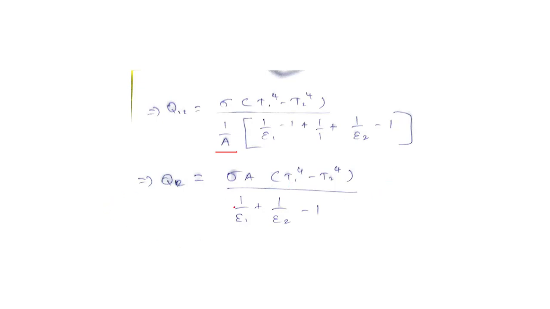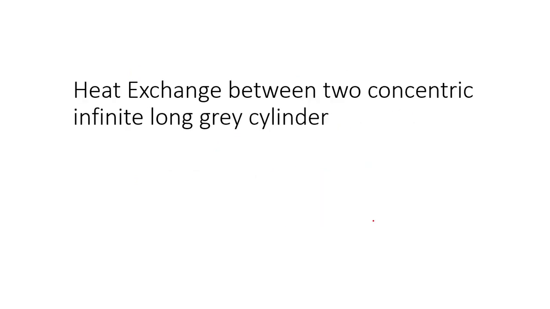Now by rearranging this equation, we get Q12 is equal to sigma A (T1 raised to 4 minus T2 raised to 4) upon [1 upon epsilon 1 plus 1 upon epsilon 2 minus 1]. So this is the equation for two parallel infinite surfaces. Heat is exchanging from one plane to another plane, so we can use this equation.